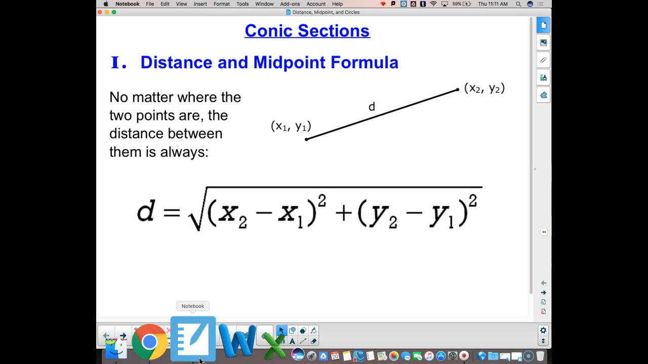Okay. So today, in order to begin that, we got to talk a little bit about distance and midpoint. Now you've seen both the distance and the midpoint formulas already. You did the distance formula back in chapter P. You did the midpoint in chapter P also. Okay? So this should be very quick.